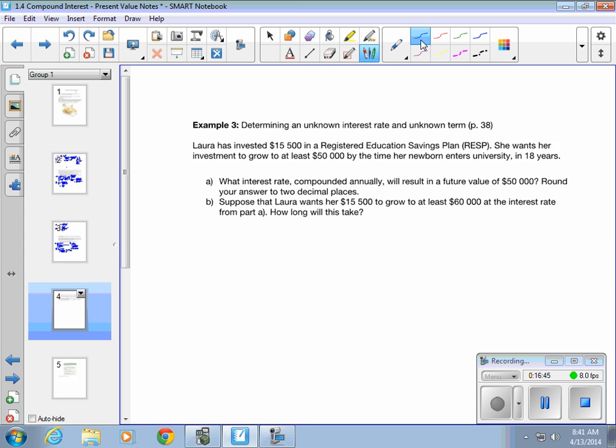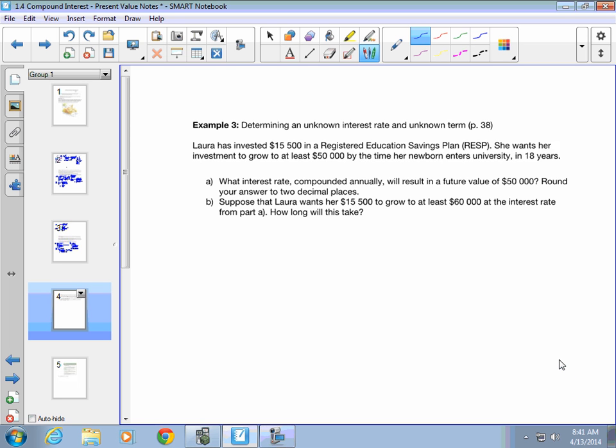So what interest rate compounded annually will result in a future value of $50,000? Round your answer to 2 decimal places. Okay, so if we're looking at this, she is starting with $15,500. She wants the future value of it to be $50,000. Her interest rate, we don't know. Number of years is 18, and it's being compounded annually, so it's just 18.